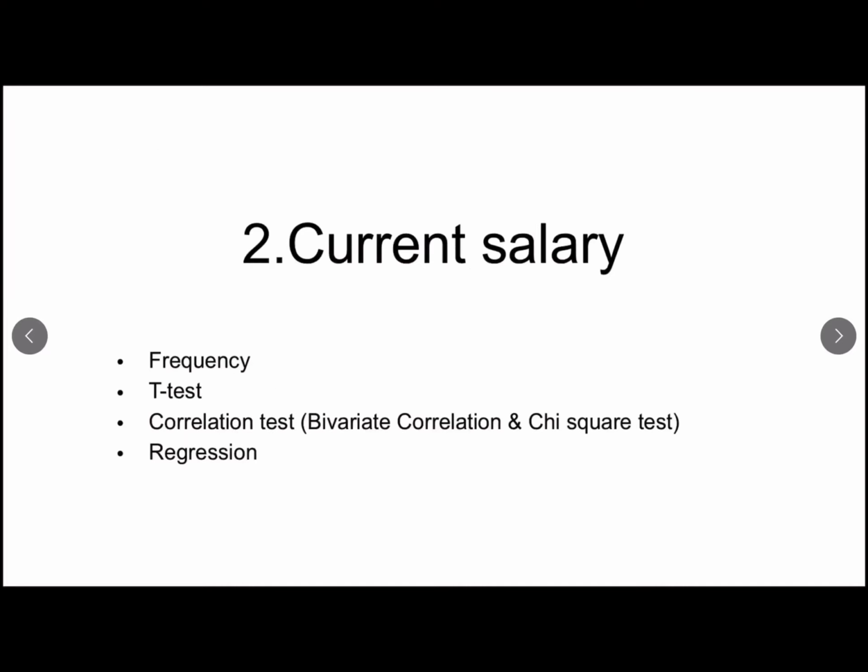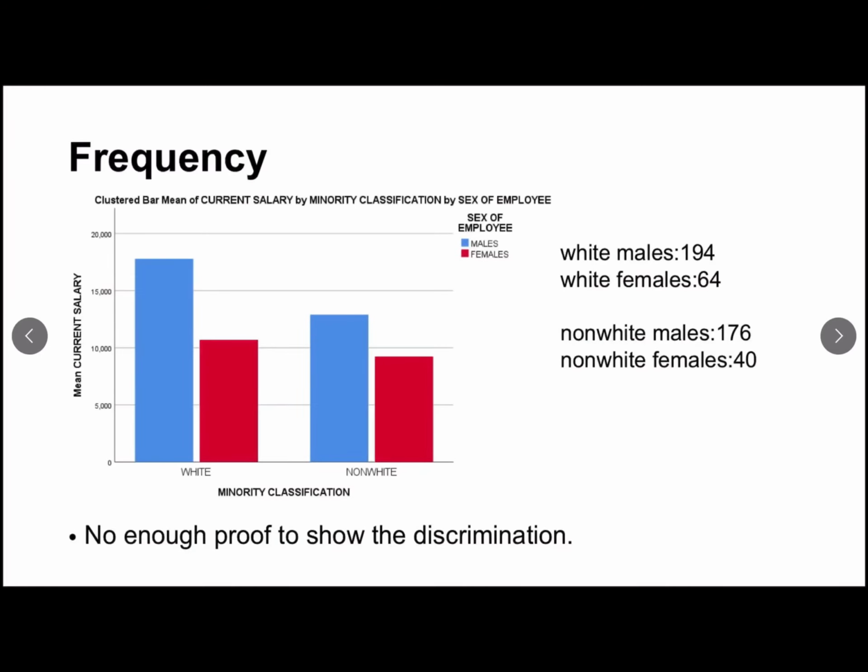So here, we are going to talk about the second stage, which is current salary. We are going to use a frequency, t-test, correlation test, and regression to do our analysis. Here, as you can see, there's a bar chart. Although we can see a slight difference between the genders and also between the minority classification, there's still not enough proof to show discrimination.